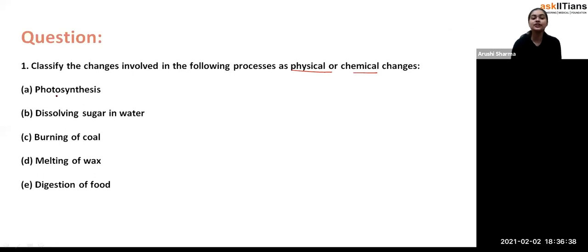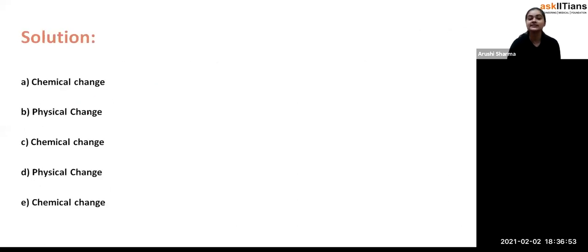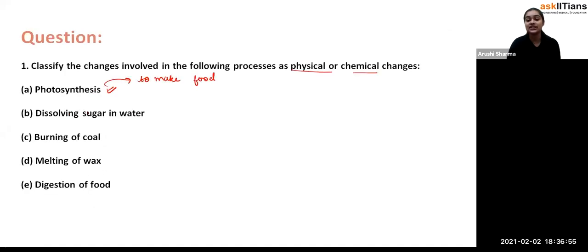Fine. So if we talk about photosynthesis, what process is it, student? It is a process followed by plants to make food. Exactly, to make food. And see, student, the photosynthesis process is a type of chemical change, because we can't reverse that food back into the substance from where it has been formed. So obviously, student, photosynthesis is a chemical change.